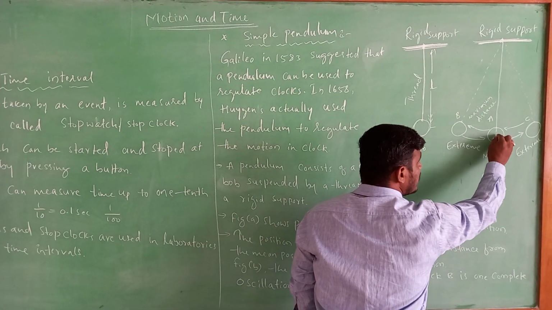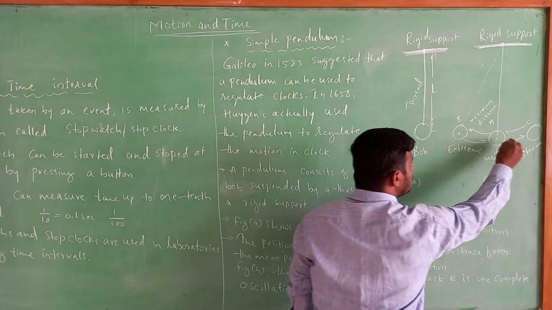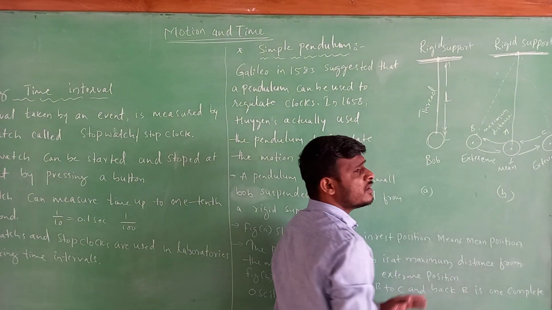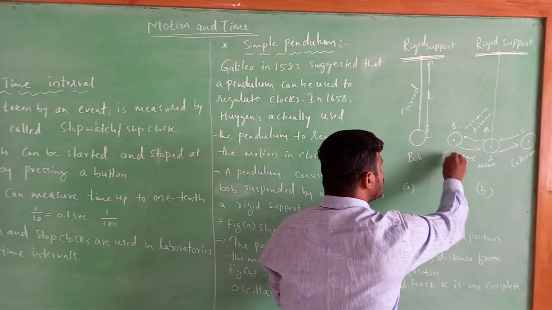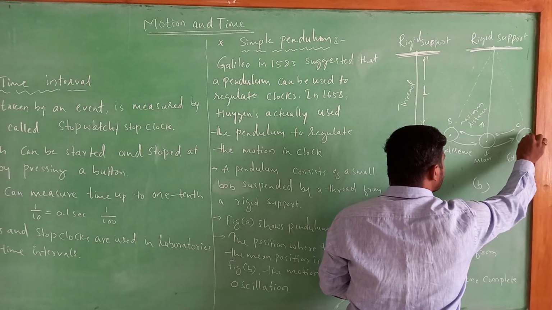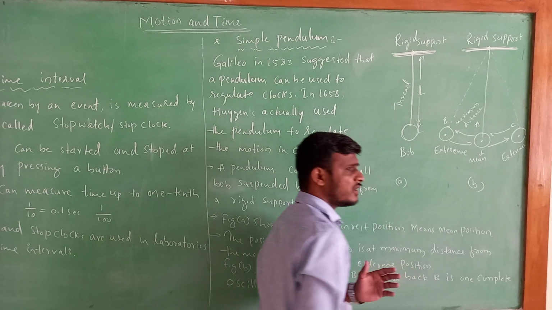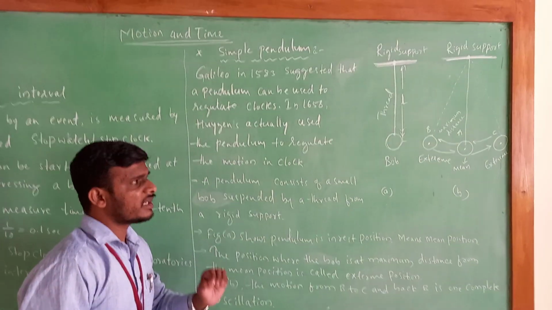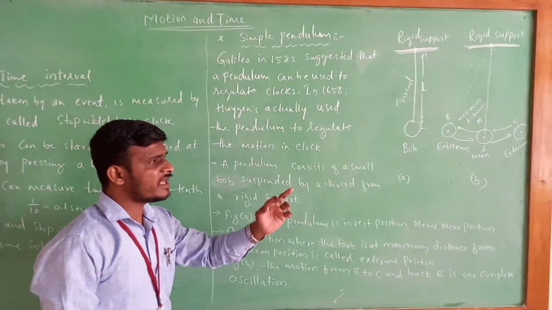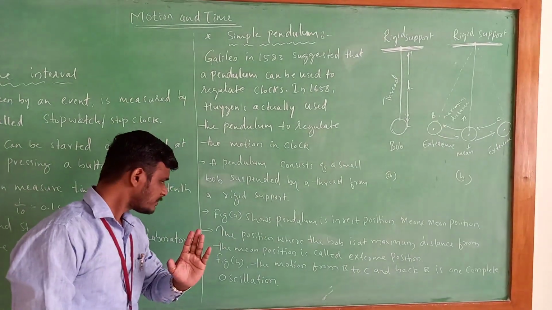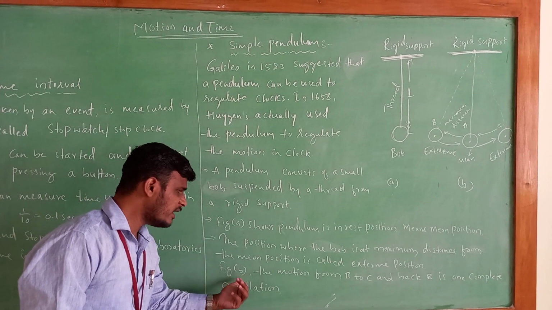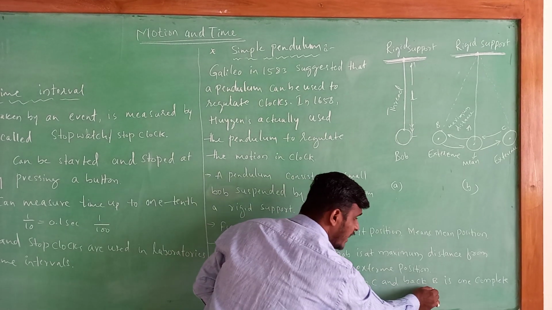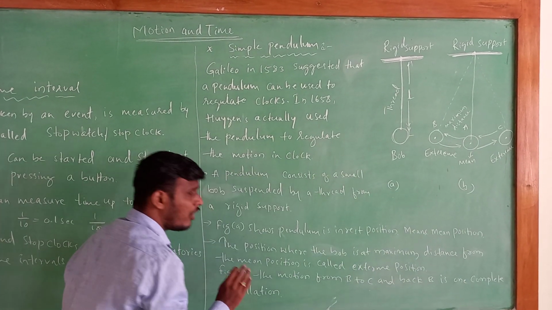See here, the position where the bob is at maximum distance from the mean position is called extreme position. Here is the mean position, here is an extreme position, and here is an extreme position. From here to here is the maximum distance. So this is also an extreme position. The point B and the point C both are in the extreme position and the point A is in the mean position. Right.